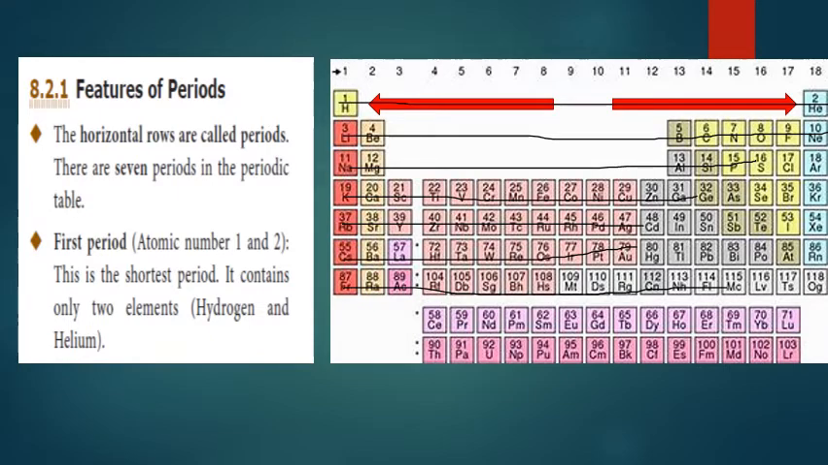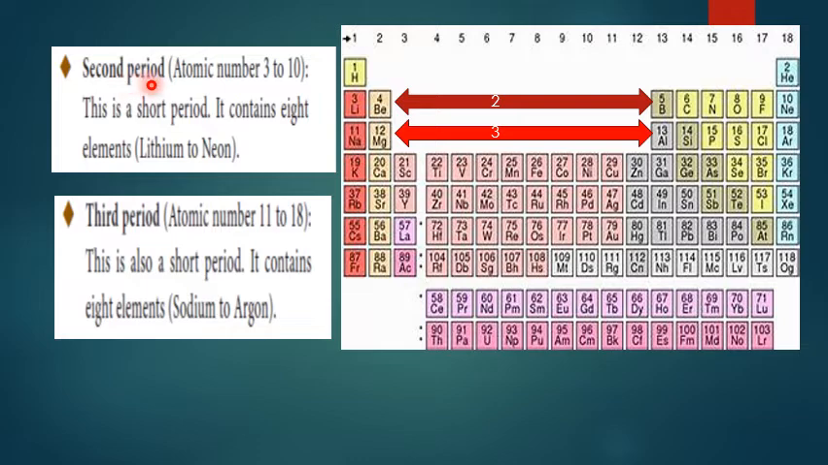First period, atomic number from 1 and 2. This is the shortest period. It contains only two elements. First one is hydrogen. The symbol is H and the atomic number is 1. The second element is helium. The symbol is He. The atomic number is 2. This is the shortest period.